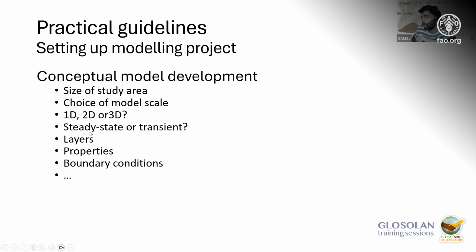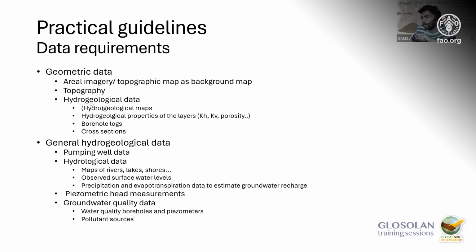Do you have to make your model steady state or transient? How many layers do you need? Which properties will you assign to the layers? What will you use as a boundary condition in your model? These are all things you have to decide on. So what data is generally required?